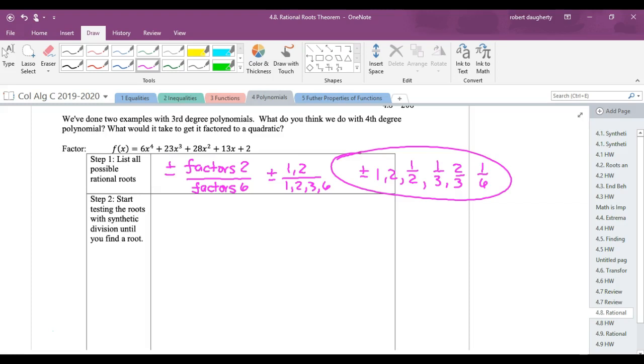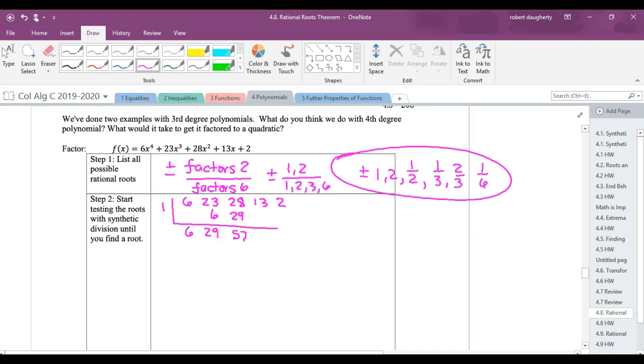So let's just start with 1. And so here I have what? 6, 23, 28, 13, and 2. Okay, so I bring down the 6. What is 1 times 6? 6. What's 23 plus 6? 29. What's 1 times 29? 29. 29 plus 28 is 57.